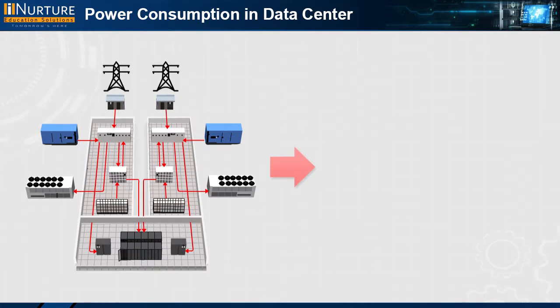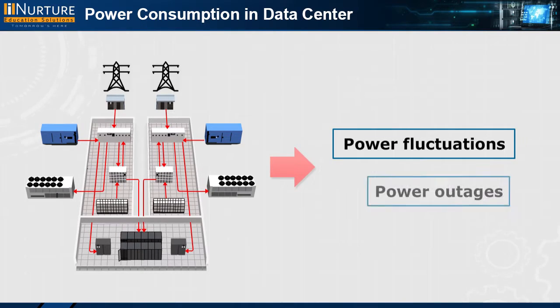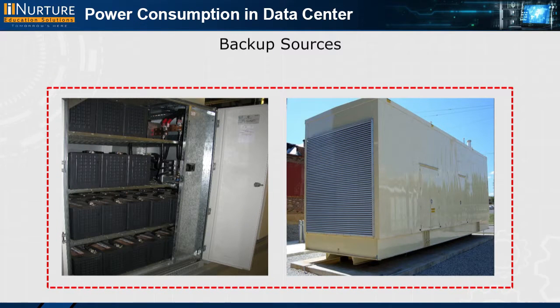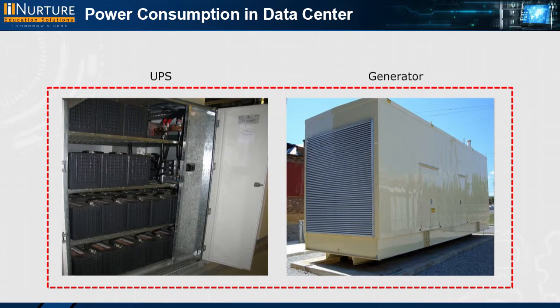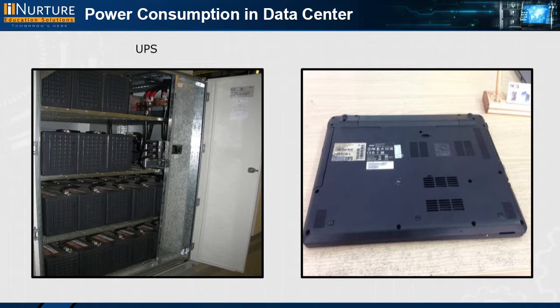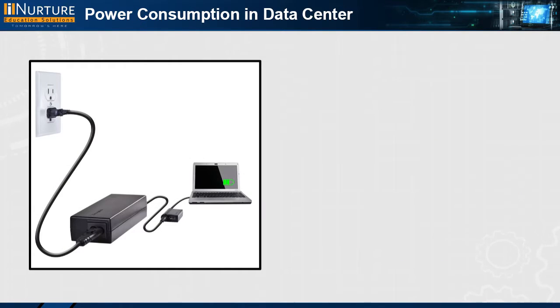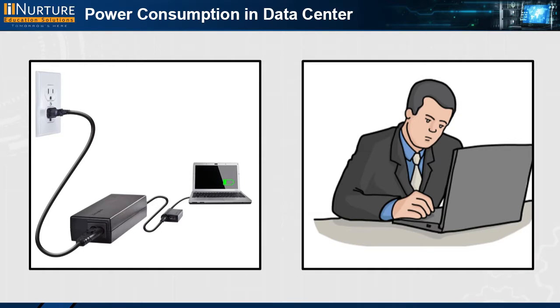A data center can counter power fluctuations and outages by using backup power sources. Two such backup sources include the UPS and generators. Since both these equipment provide power backup, why should both be installed? Well, UPS is useful for instant backup in case of power failure. It is more like a laptop battery. When the main power cord is removed, the laptop immediately switches to the battery to receive power.